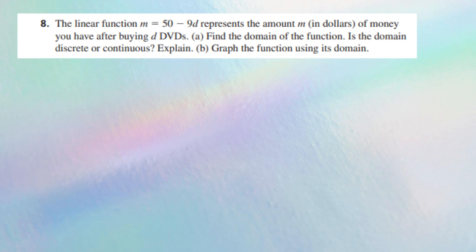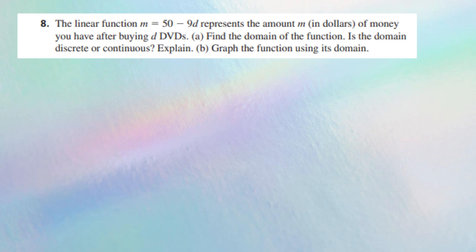Now, number 8. This is the graphs that we've been working on. We're not going to graph it completely, but we're just going to find domains of the function. The linear function m equals 50 minus d, where m is the dollars of money you have after buying DVDs, which is d. Find the domain of the function. Is the domain discrete or continuous? Just by looking at the word problem, do you think this is going to be discrete or continuous? It's going to be what? Discrete.